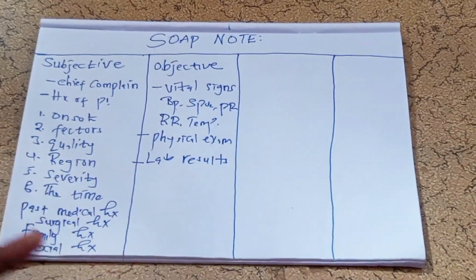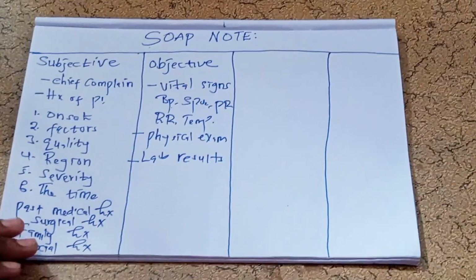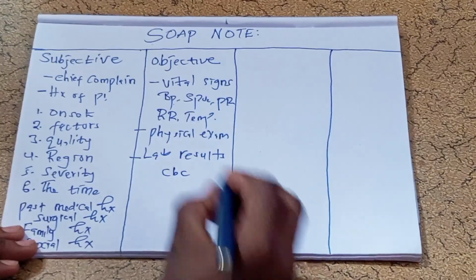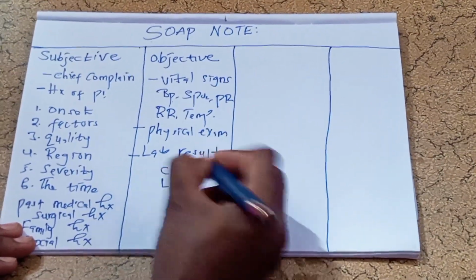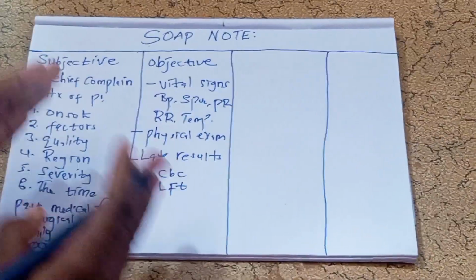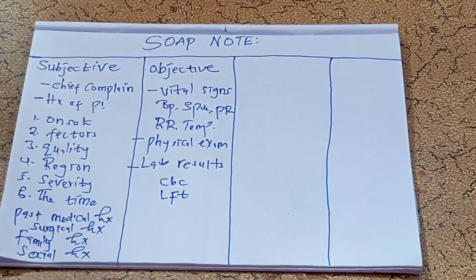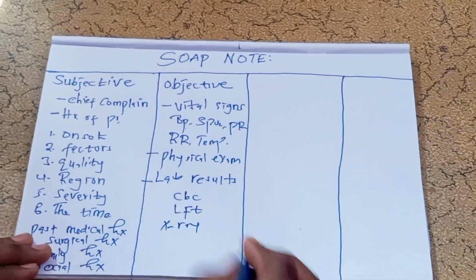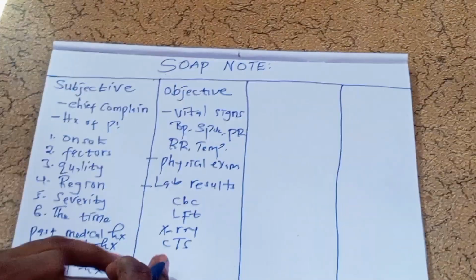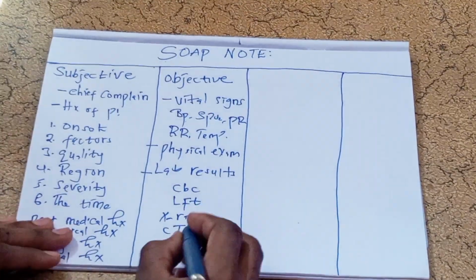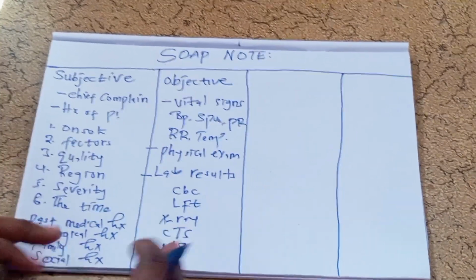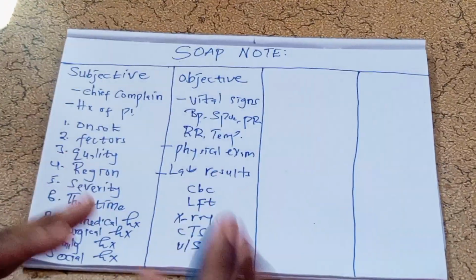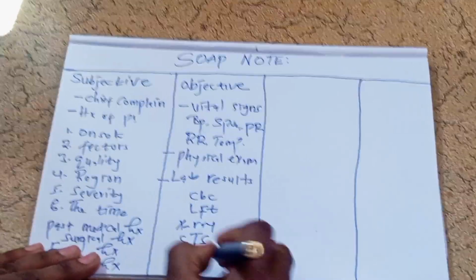So in the lab results, you have to identify any laboratory examination, for example, CBC, that is complete blood count, or LFT. So LFT means liver function test. You must also identify any other relevant diagnosis by using imaging tests. For example, we have the X-ray, we also have CT scan, which means computed tomography scan. We also have ultrasound. So ultrasound is a scan. Lastly, you must also identify any other relevant diagnosis, for example, ECG, that is electrocardiogram.